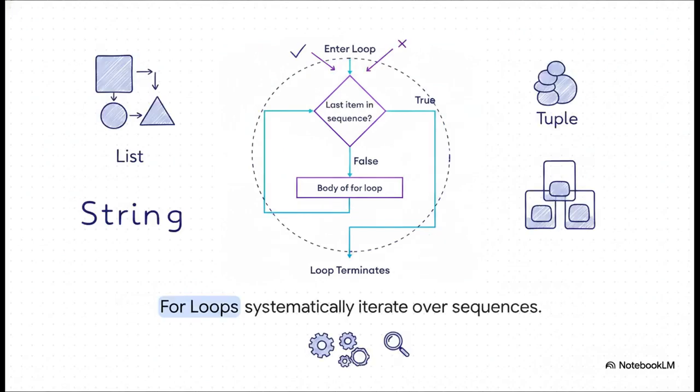Now, contrast that with the for loop. Instead of just waiting around for a condition to become false, a for loop systematically processes items in a known sequence. Remember our lists, strings, and tuples from earlier? A for loop will grab the first item, run the body of the loop, and then check: hey, was that the last item in the sequence? If false, it loops back and grabs the next item. It iterates over the sequence methodically until it hits the final item and the check evaluates to true, successfully terminating the loop.